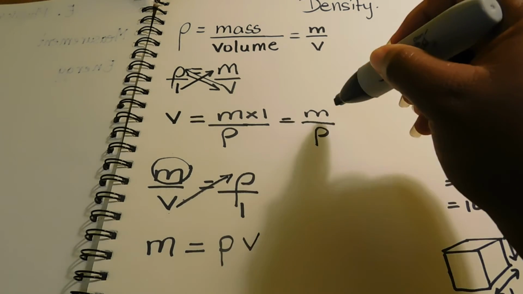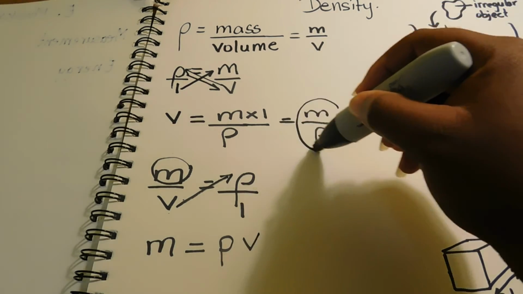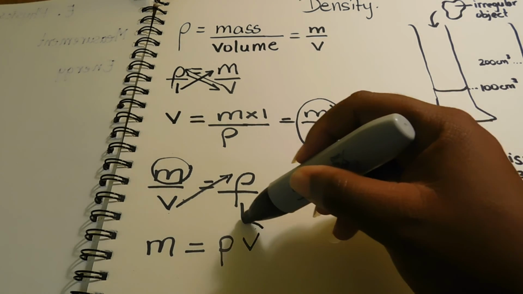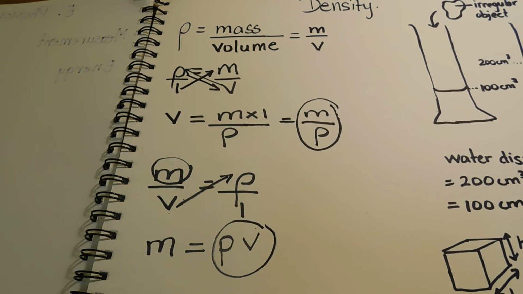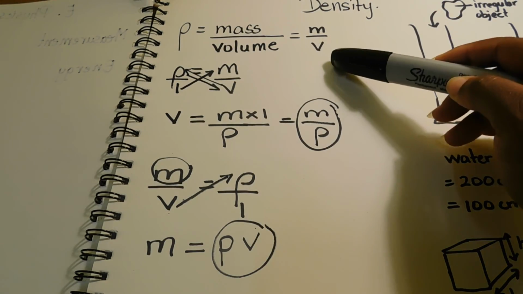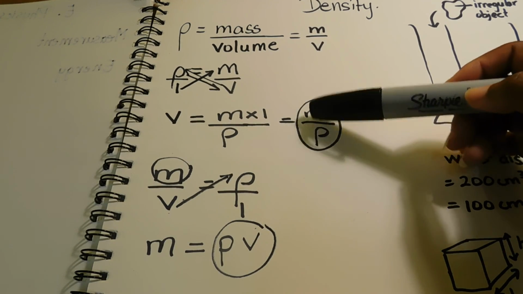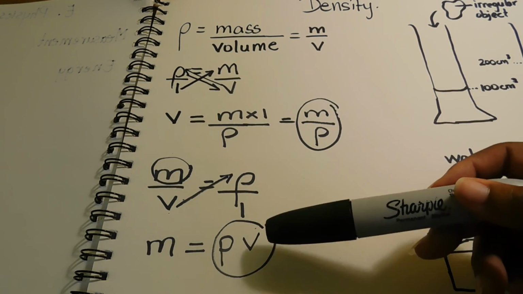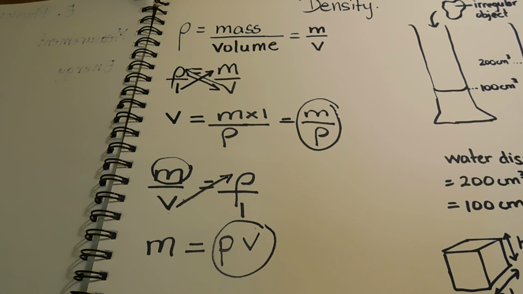And so we have our two equations. We have v equals mass over rho, and m equals rho times v. Isn't that cool? So rho is equal to m over v, v is equal to m over rho, and m is equal to rho times v. Awesome.